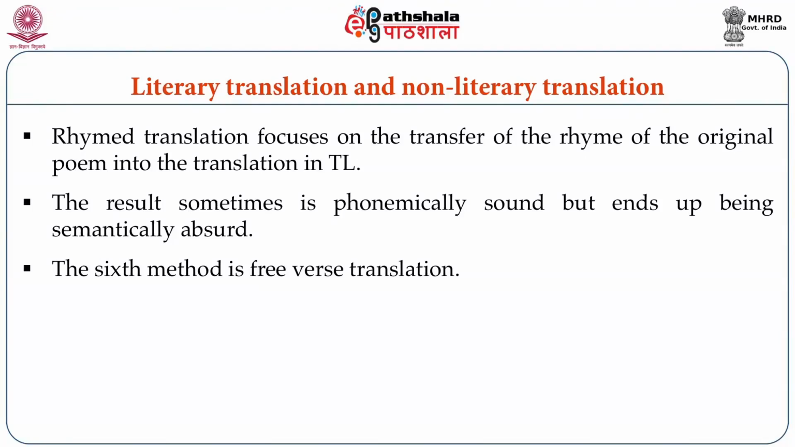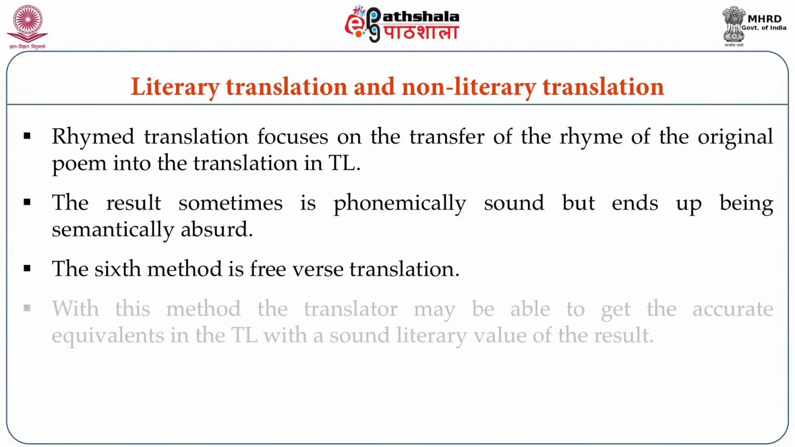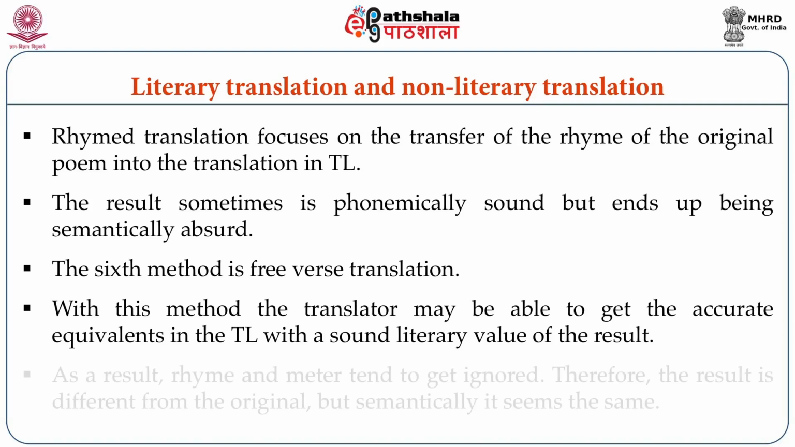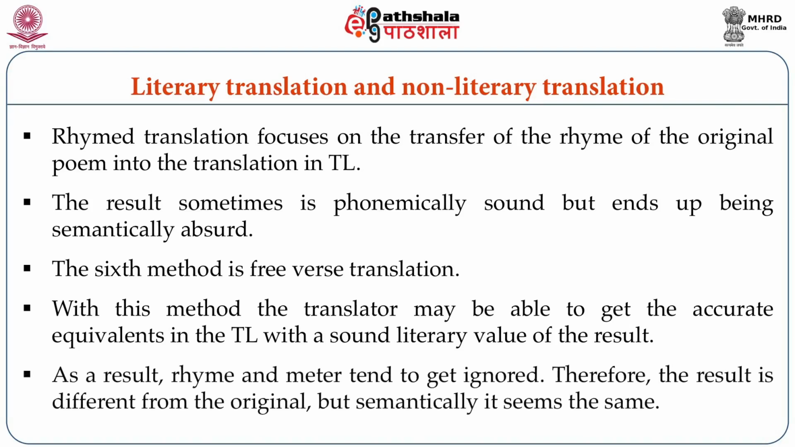The 6th method is free verse translation. With this method, the translator may be able to get the accurate equivalence in the target language with the sound literary value of the result. As a result, rhyme and meter tend to get ignored. Therefore, the result is different from the original, but semantically it seems the same.